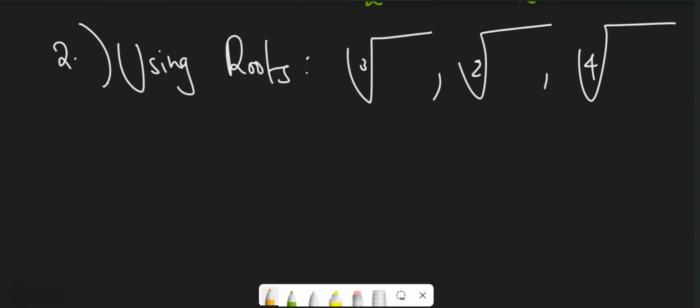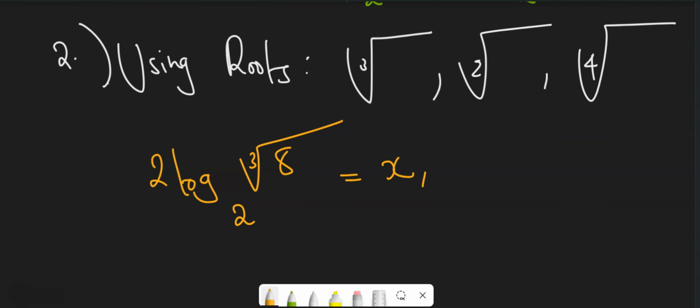They give you 2 logarithm of third root of 8 to base 2, which is equal to x. Then they tell you find x. When it's such a question, this is a very simple question. Actually, a question that you shouldn't take more than 2 minutes. So this is how it's done.